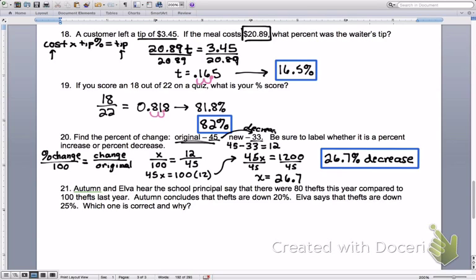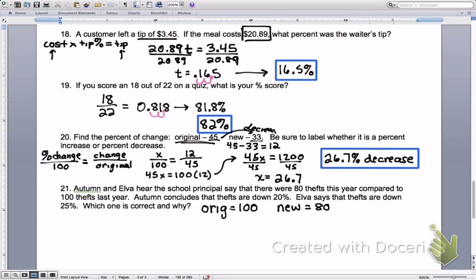All right, last but not least, Autumn and Elva. Here, the school principals say that there are 80 thefts this year compared to 100 last year. So we know that the original was 100 thefts. That was last year. The new was 80. So we're looking for that percent change.